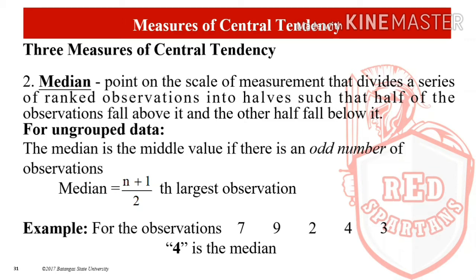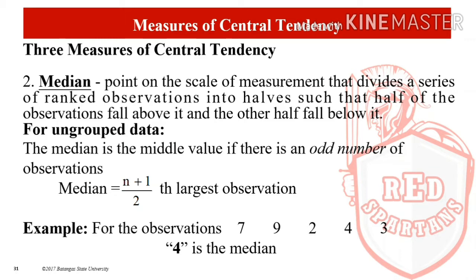So, meron tayong example. For the observations 7, 9, 2, 4, and 3, find the median. So, yan ay ungrouped data. So, bilangin natin, ilan ba yung ating observation? 1, 2, 3, 4, 5. So, si 5 is odd number. So, meaning, kung 5, yung pang third na score, yun yung ating median. Pero dyan, wag nyong titingnan lang na nasa gitna yung 2, yun na yung aking median.